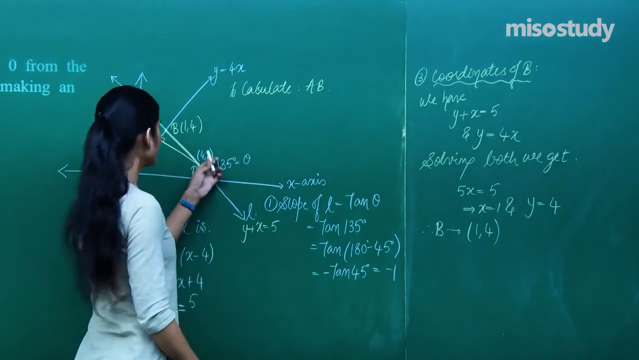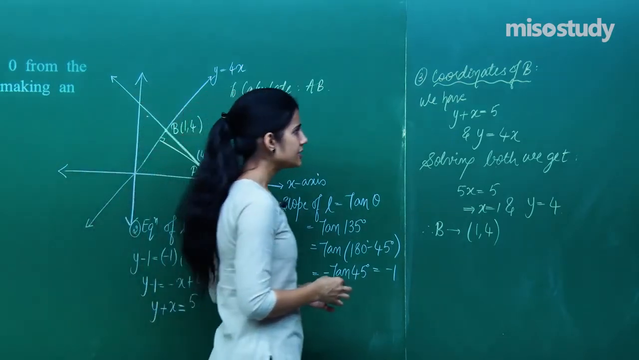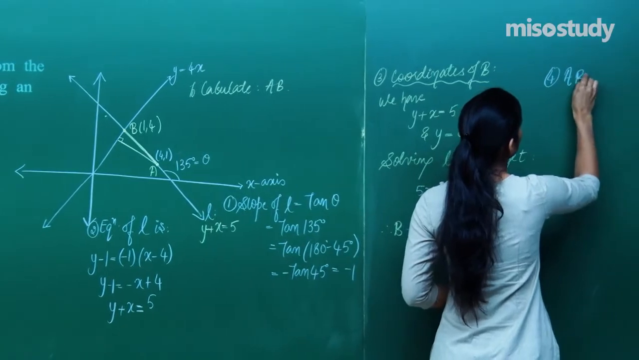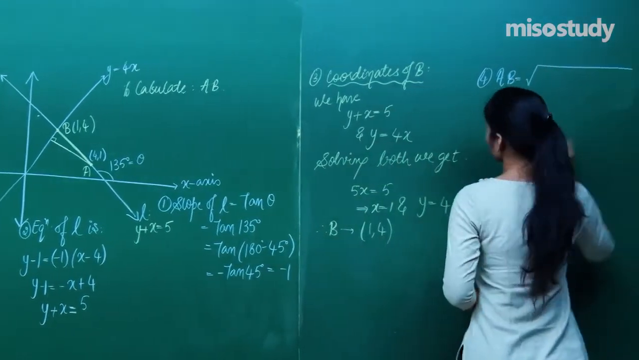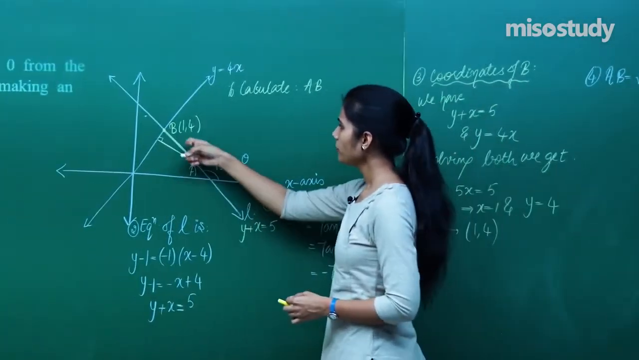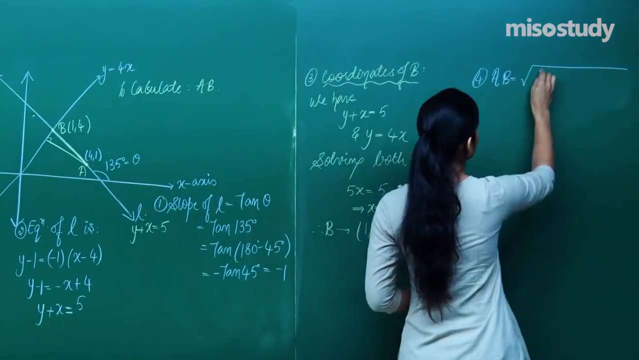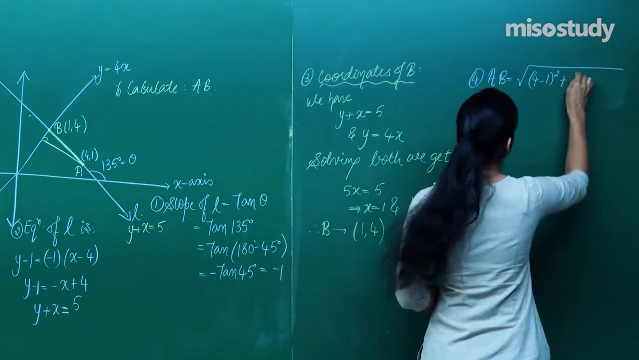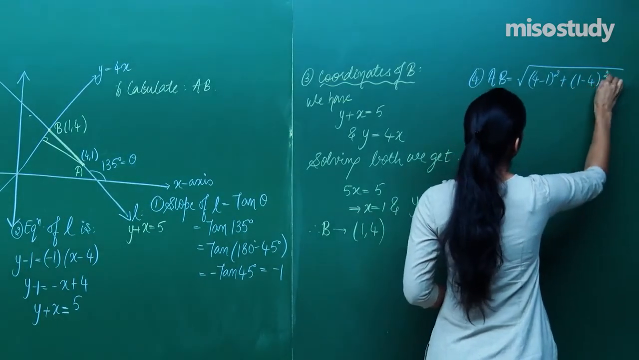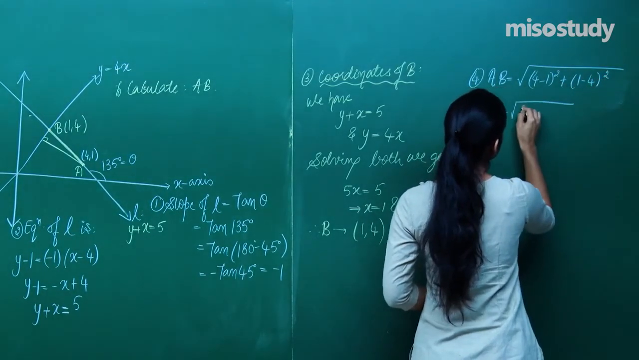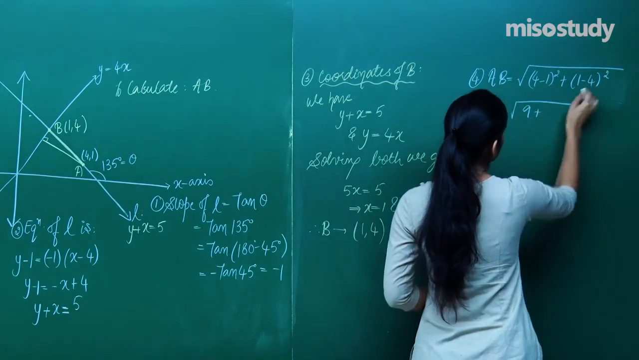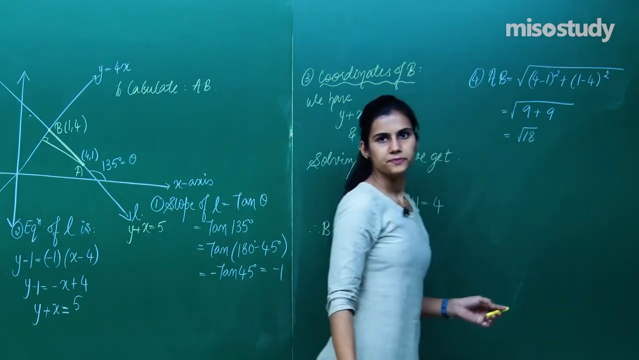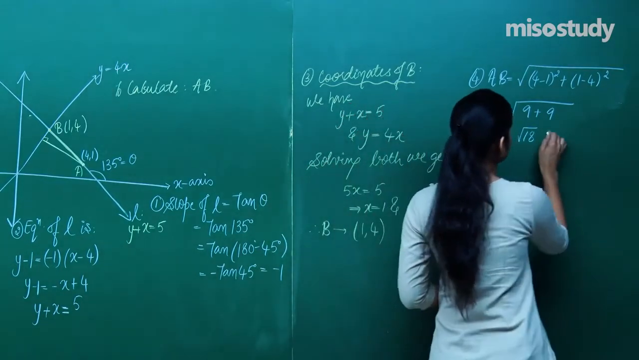You have coordinates of A, coordinates of B, just calculate the distance between A and B. Under root of x2 minus x1 whole square, 4 minus 1 whole square, plus 1 minus 4 whole square, y2 minus y1 whole square. 3 square is 9, again 3 square is 9, this is root 18. Fine. So this can be written as what?